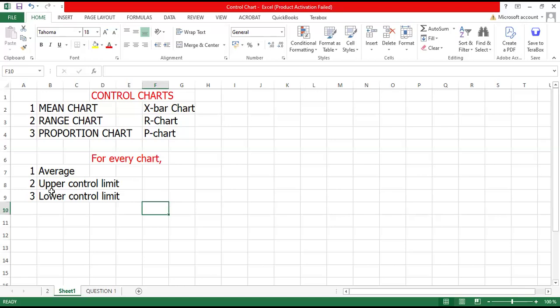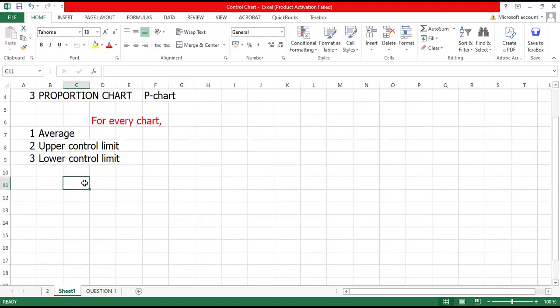We must see a line indicating average. We must see the line indicating upper control limit. You must see the line indicating lower control limit. Why? Why do you need this? This is control chart.